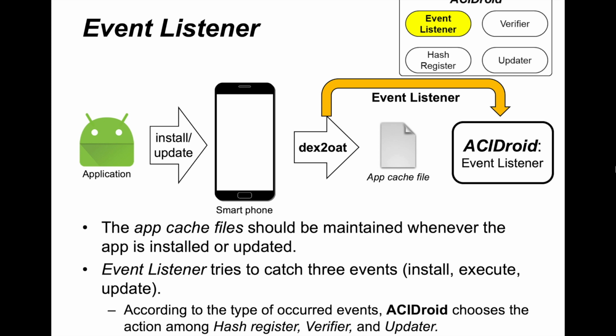The first component is an event listener. When the application is installed or updated, Android executes the dex2oat compiler to generate the application file. Our first component, event listener, catches the signal of the dex2oat to handle the following actions among the hash register, verifier, and updater.